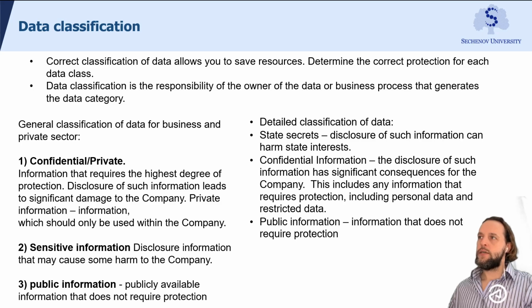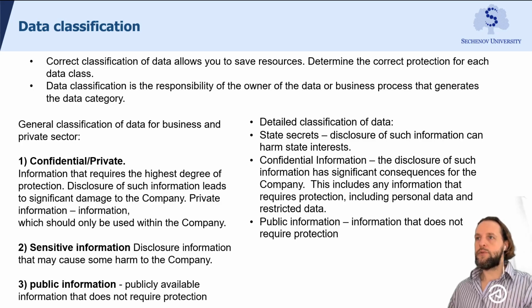There are different ways how this information could be classified. The most simple one is confidential information or private information that requires the highest degree of protection. Disclosure of such information leads to significant damage to the company, so it's what we are going to protect. Sensitive information will require less secure storage, and this is information which, if it is disclosed, could cause some harm to the company. And public information, which could be available openly to the global public.